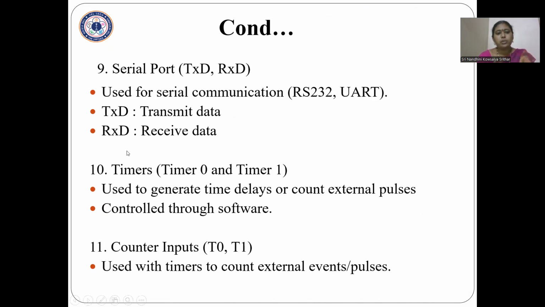Next, in serial port, we have two functions, TXD and RXD. TXD is used to transmit data. RXD is used to receive the data. Next, timers. In timers, we have timer 0 and timer 1. It is used to generate time delays or count external pulses. It is controlled using the software. Then counter inputs. It is used by the timer to count external events.